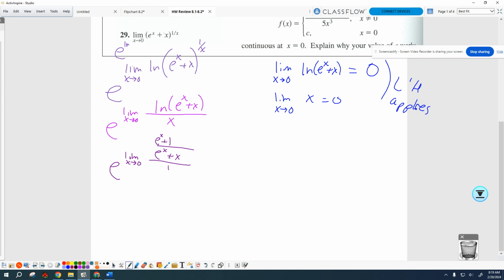Can I plug in 0 now? Okay. Plugging in 0, e to the 0 is 1, plus 1 over 1 plus 0. E squared.